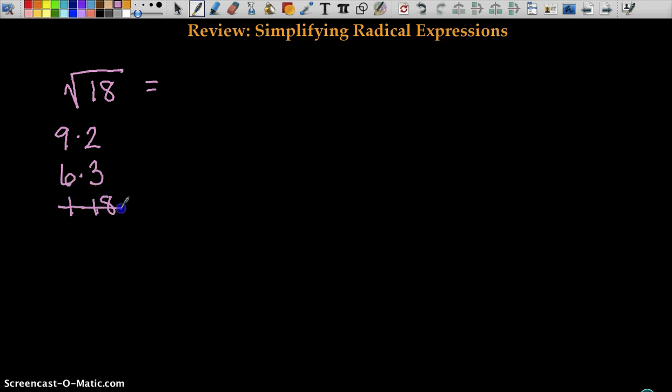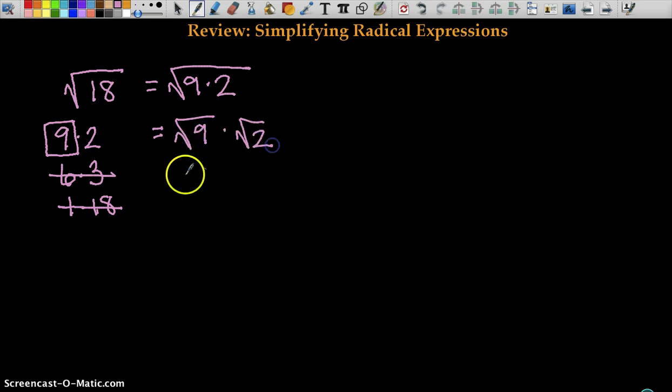This one isn't going to get us anywhere because it won't change this number. This one won't get us anywhere because there's no perfect square. However, with this one, 9 being a perfect square, we can split this into 9 times 2. We rewrite it to be the square root of 9 times the square root of 2, which would then become 3 times the square root of 2. So this is the completely simplified version of our square root of 18.